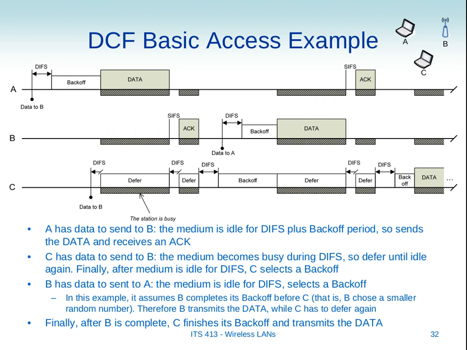In our network, our wireless LAN with three stations, an access point and two clients, what was the total amount of data or payload transmitted or delivered in this example? How much payload? How many bytes? How many bytes were delivered to the destination in this example?